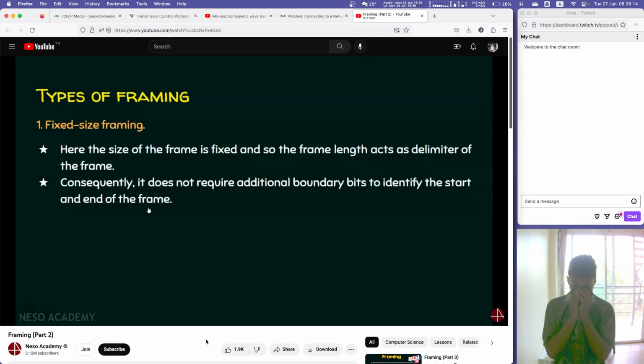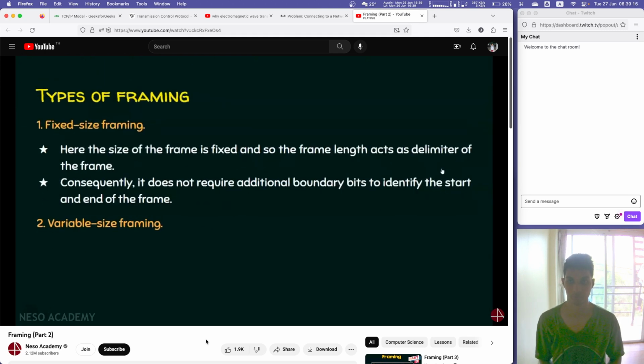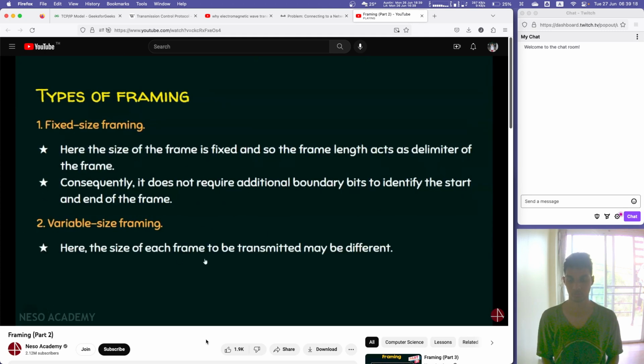There is variable size framing also. In a variable size framing, the size of each frame to be transmitted may be different. For example, 100 bits may constitute frame number 1, 60 bits may constitute frame number 2, 80 bits may constitute frame number 3. But in this case, it's very difficult because the length is not uniform for all the frames. So it is a must to maintain the start of the frame and the end of the frame.